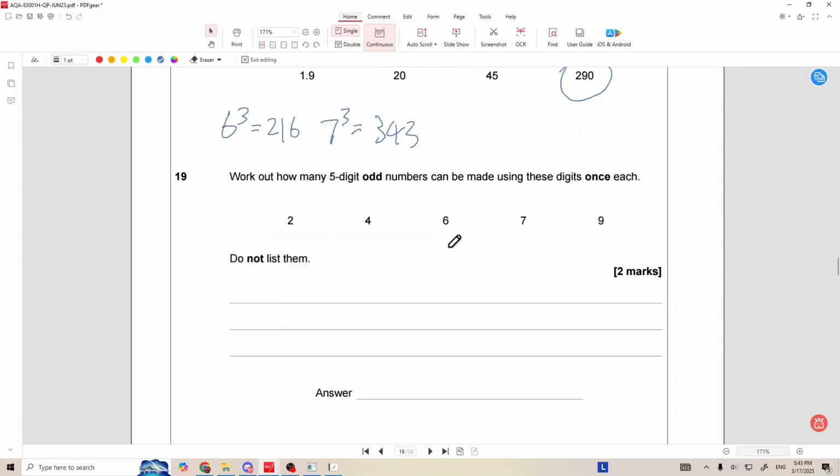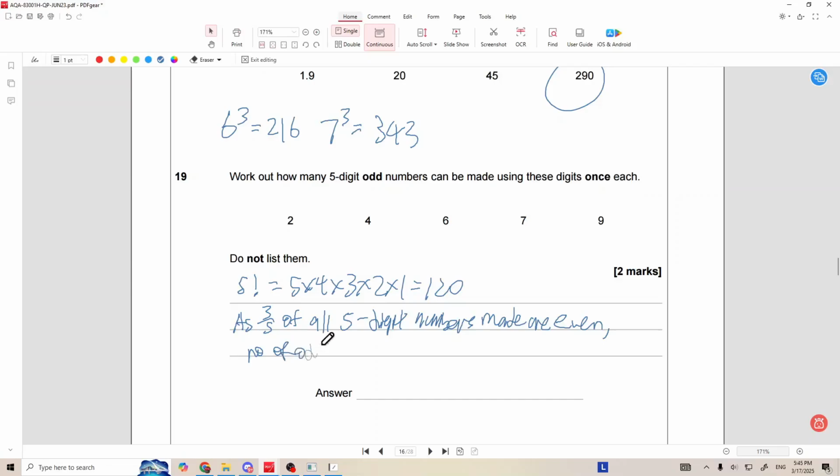Work out how many 5-digit odd numbers can be made using these digits once each. Do not list them. I believe the answer is just 5 factorial, right? That's 120. Oh, wait. Oh, I made a mistake. Number of odd equals 120 times 2 over 5 equals 48. I think that's the answer. This method might not work, but I'm just kind of throwing it out there.